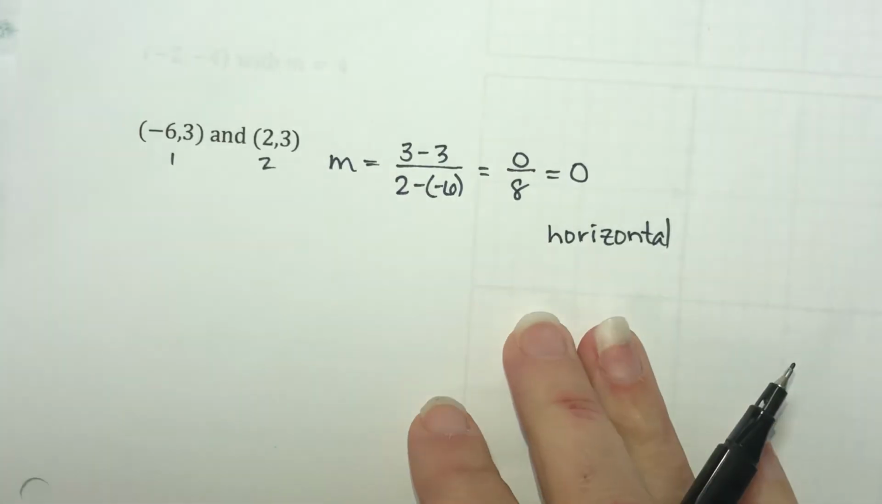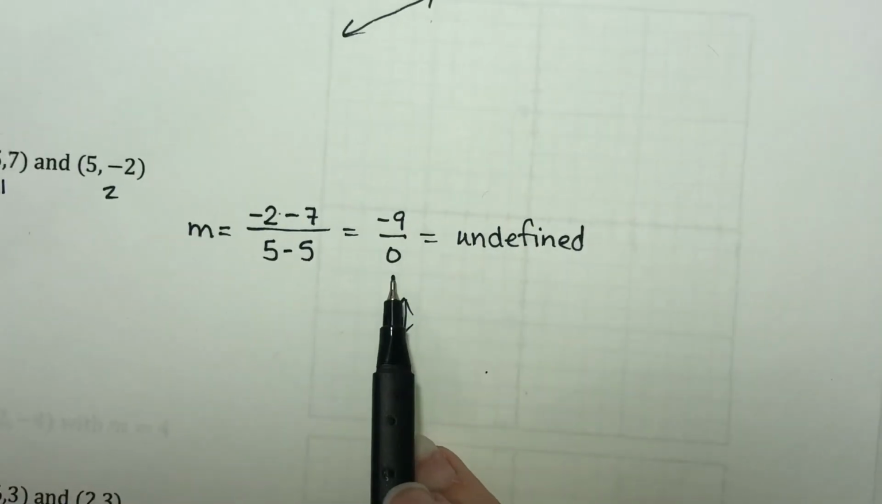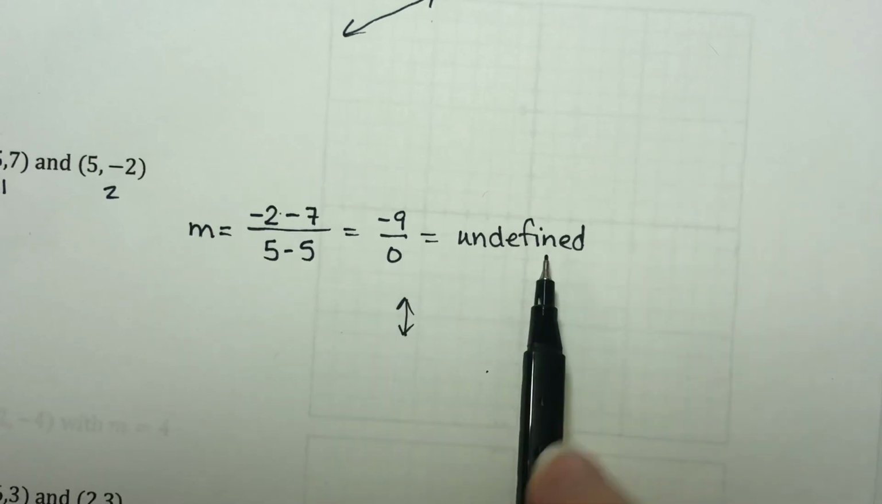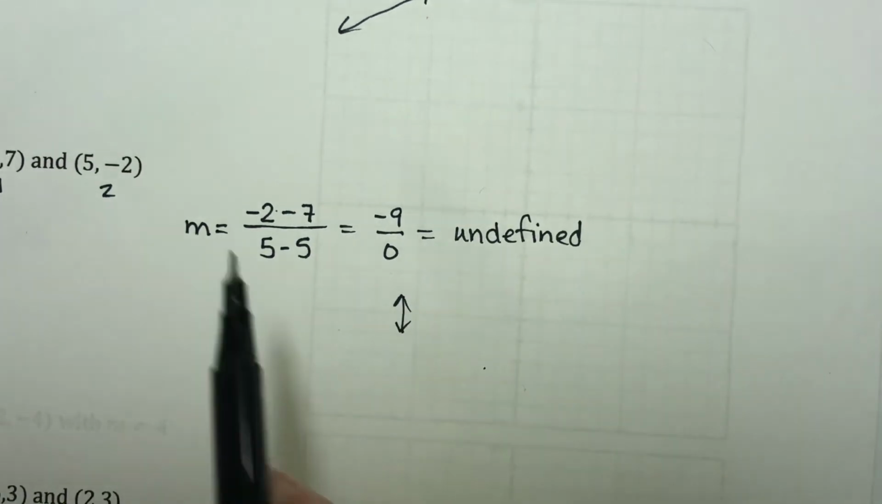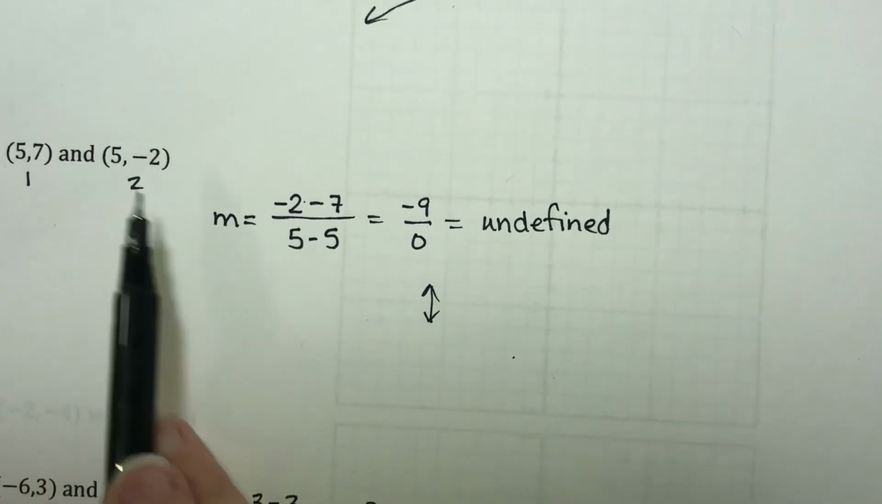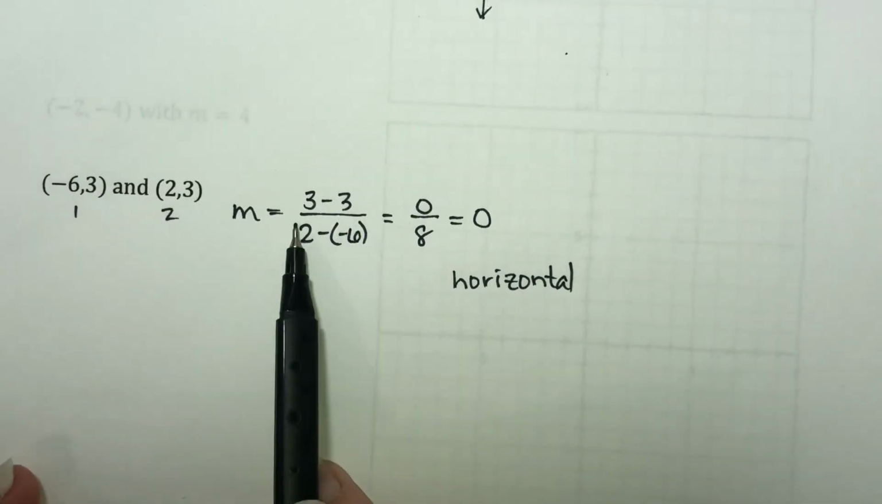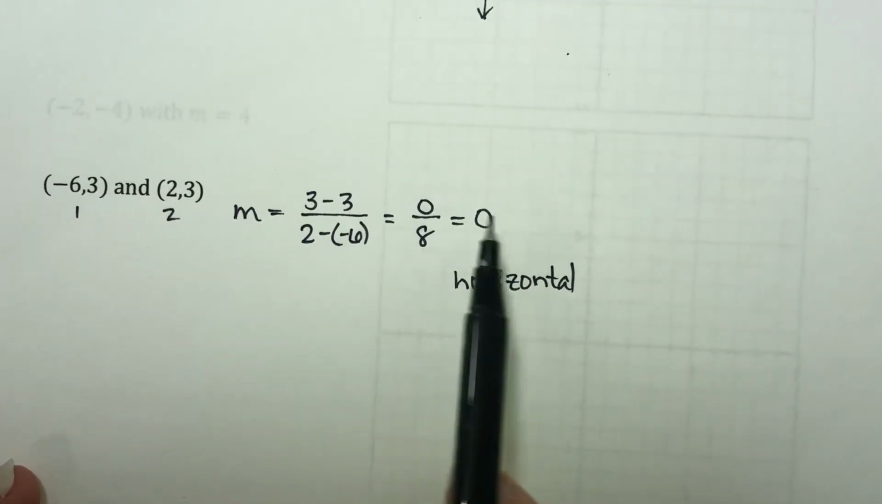Now this, like I said, we're going to be making a lot of connections here. Over 0 is undefined, and that's a vertical line. We notice that our x values are the same, and that's what caused the 0 on the bottom that caused me problems. Here my y values are the same, which gives me 0.